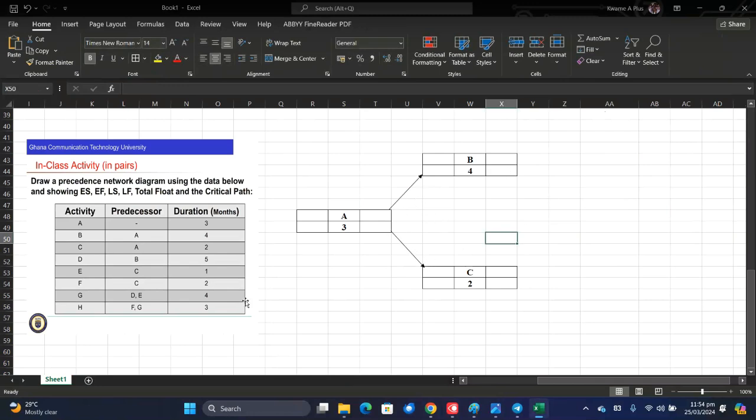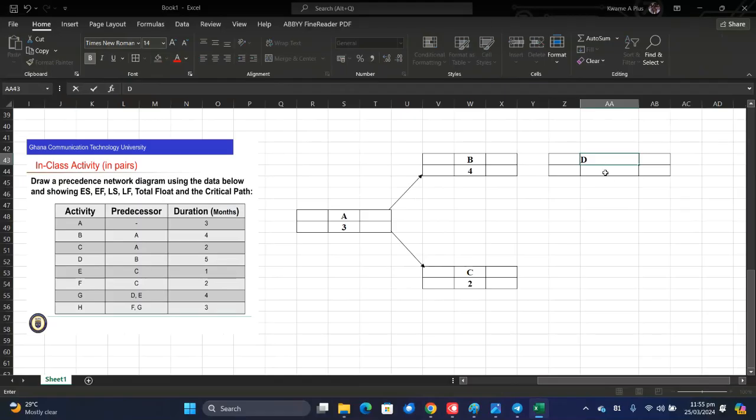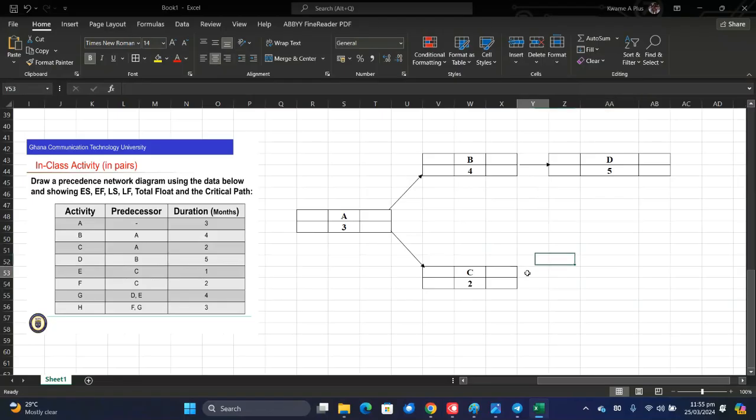Yes. And then B precedes D. Okay, B precedes D. So D has a 5. And then C precedes E. C precedes E. So I think here.